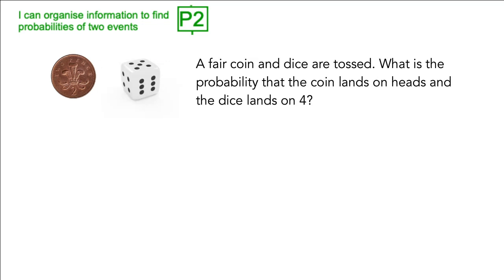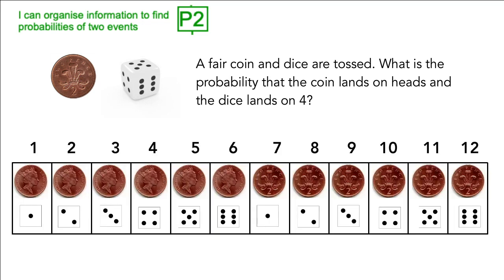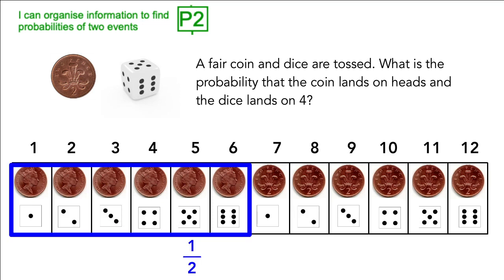A slightly different question. A fair coin and dice are tossed. What is the probability that the coin lands on heads and the dice lands on 4? Once again, we can identify all the possible outcomes of a coin and dice toss. Out of the 12 outcomes, half have heads, and from the half, a sixth is a 4. Therefore, the probability is a sixth of a half. When we try to find a fraction of a number, it's the same as a multiplication calculation. So the probability is a half multiplied by a sixth, which is the same as saying a sixth of a half, which is 1 over 12.